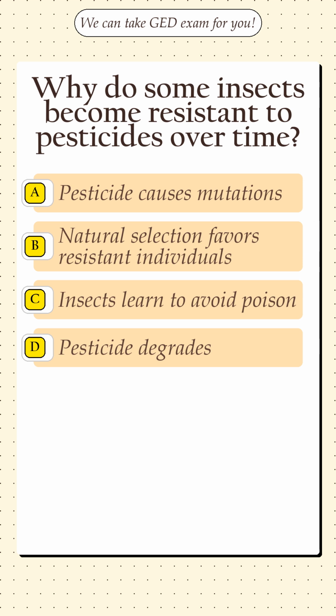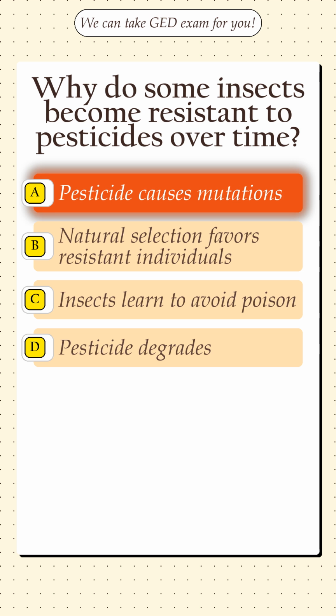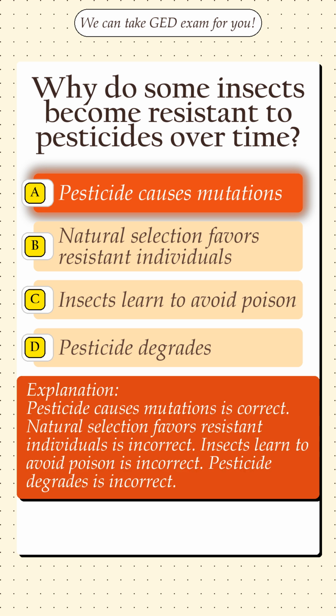Question 16. Why do some insects become resistant to pesticides over time? Option A, pesticide causes mutations. Option B, natural selection favors resistant individuals. Option C, insects learn to avoid poison. Option D, pesticide degrades. The correct answer is option A, pesticide causes mutations. Pesticide causes mutations is correct. Natural selection favors resistant individuals is incorrect. Insects learn to avoid poison is incorrect. Pesticide degrades is incorrect.